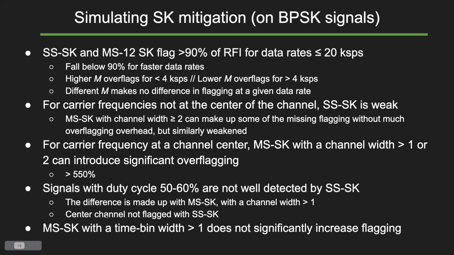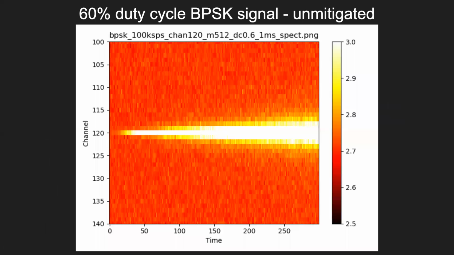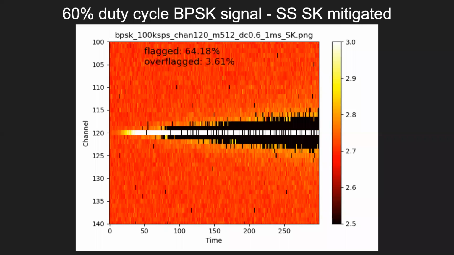And then a fun thing is the center channel is not flagged with the single scale kurtosis, but the sidebands still are. So that's kind of an interesting thing. And doing multiscale kurtosis with a time bin width of more than one doesn't really significantly increase the flagging. It does increase flagging, but really marginally. And here's an example of the 60% duty cycle signal. Here it is unflagged, and then there it is with flags.